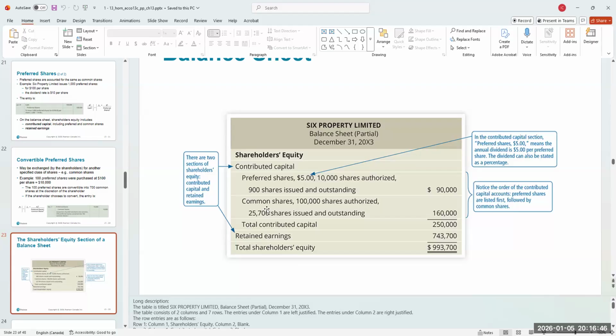Plus, this corporation has very healthy retained earnings. As you can see, $743,700 in retained earnings. So the shareholders' equity is $993,700.